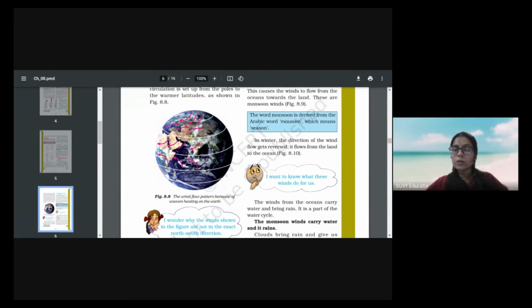The winds from the oceans carry water and bring rain. So during summer, when the air flows from ocean to land, it is called the monsoon winds. And after that, the monsoon will start, the rain will start. And during winter, when the direction of the wind reverses, it will flow from land to ocean, and it will bring the winter season. The monsoon winds carry water and nutrients.